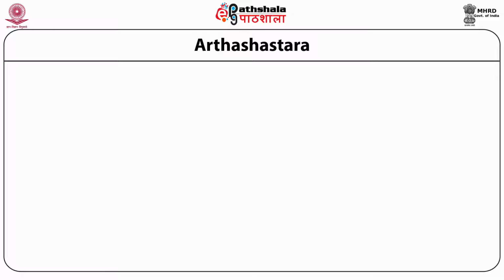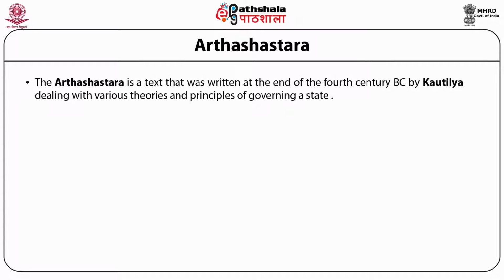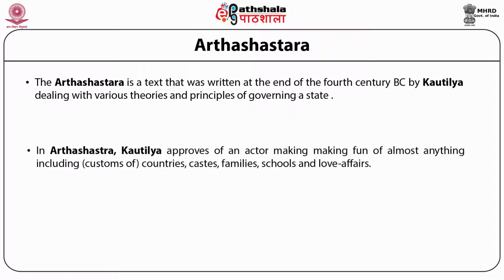Now let's come back closer to home and the Arthashastra. The Arthashastra is a text that was written at the end of the 4th century BC by Cornelia, dealing with various theories and principles of governing a state. In Arthashastra, Cornelia, or Chanakya as he is known, approves of an actor making fun of almost anything, including customs of countries, castes, families, schools, and love affairs.